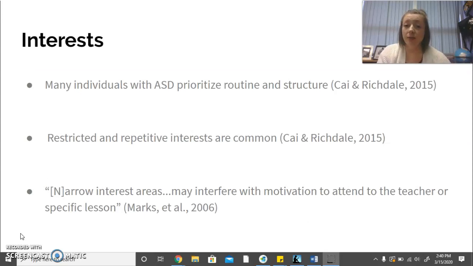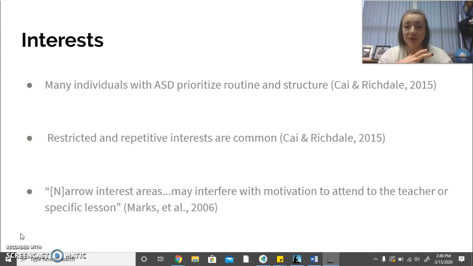Lots of students with autism spectrum disorder not only really prefer routine and structure, they like things to fit in nice, neat boxes, but they also have tunnel vision in terms of their interests. So students can experience very limited interests where they go really, really in depth about those topics and know a lot about them.